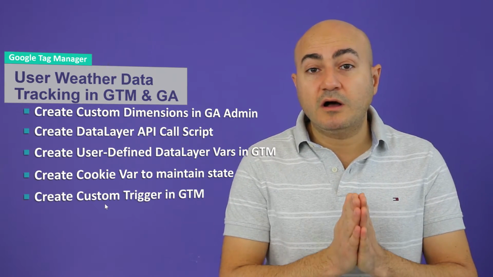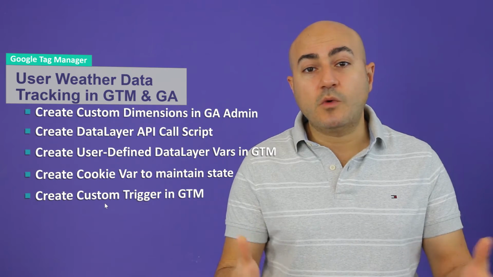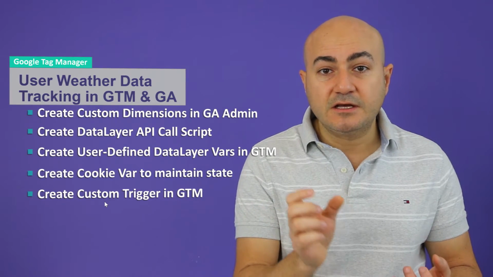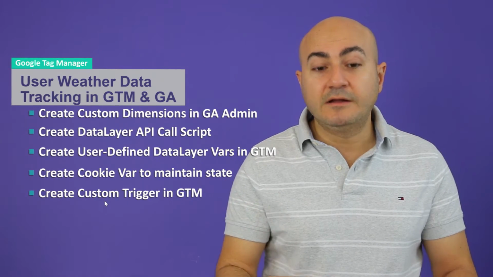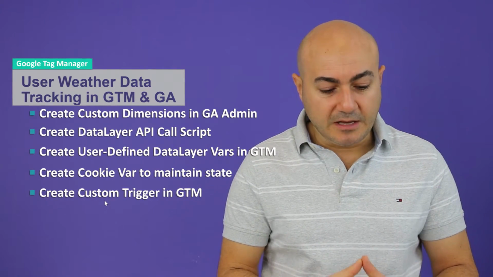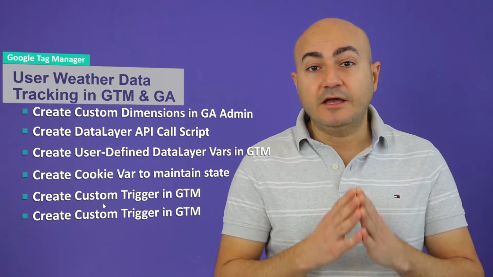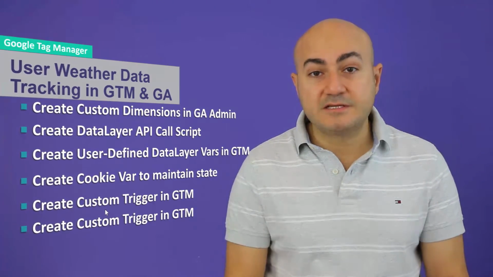Next, we need to create the trigger, which is based on an event. And the event would be weather complete, for example. So whenever our data layer is ready with the information that we need to push to Google Analytics, we will have the event named weather complete, and that's when the actual trigger will be in effect, leading to the actual tag in Google Tag Manager, which is a custom event tag that we will create. So again, these are the steps.